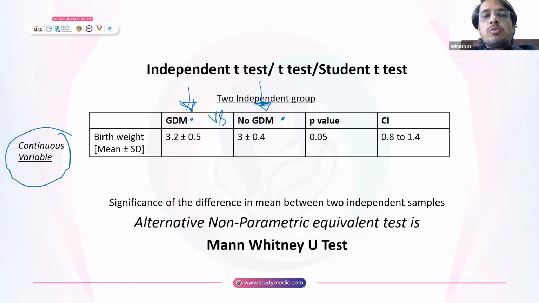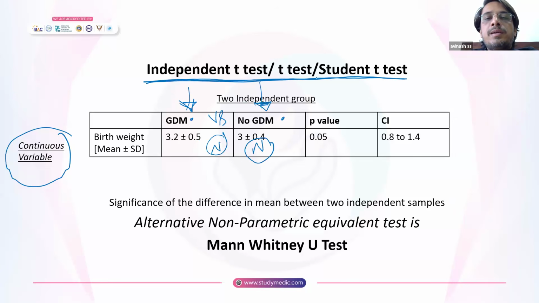They are mutually exclusive. They are not related. They are unpaired. They are independent. Okay. So if you want to find out the significance of a continuous variable distribution between two independent groups and the data is normally distributed in both the groups, then the parametric test we use is called the t-test. The other names of the t-test are independent t-test, student t-test, also called the unpaired t-test.